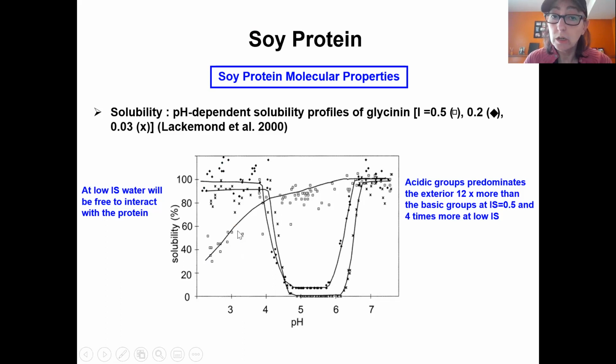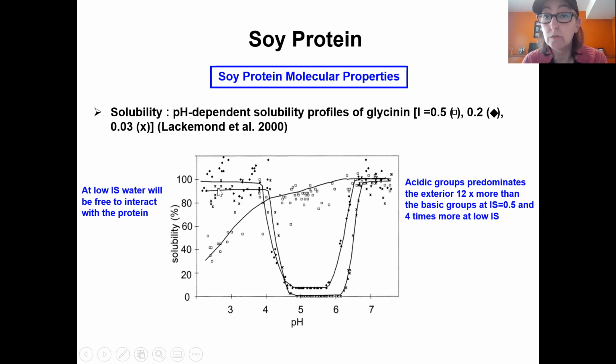As the pH increases at this ionic strength of 0.5, your carboxyl groups start giving out their protons. So we start gaining negative charges, and with gaining negative charges, solubility will increase. Okay, if we look at low ionic strength, these two lines here are different ionic strengths, but relatively lower compared to the 0.5 ionic strength.